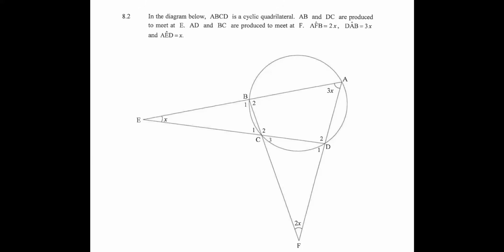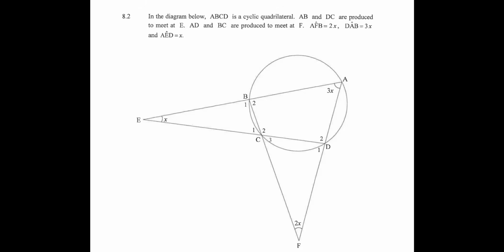Okay. Right, something produced meet at F. Okay, I see that. Then angle AFB is equal to 2x, and angle DAB is equal to 3x. Okay, so angle F is 2x, and angle A is 3x. Angle E is x. All right.